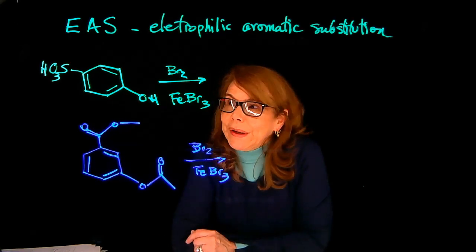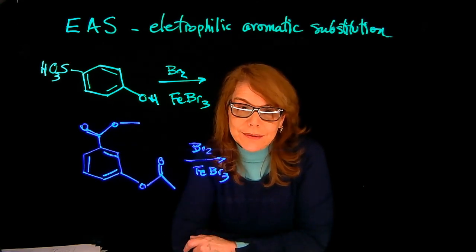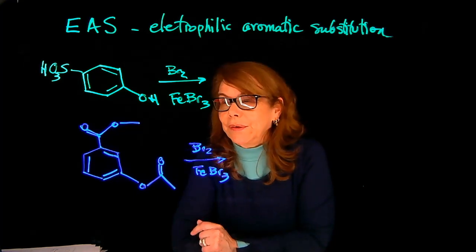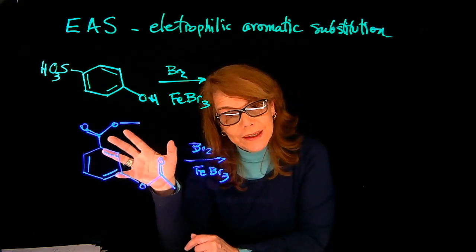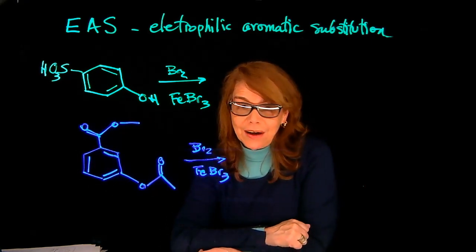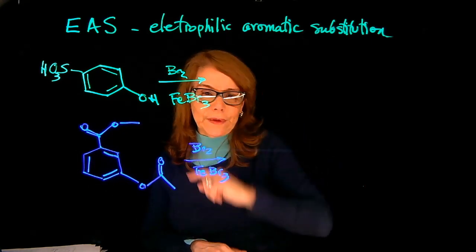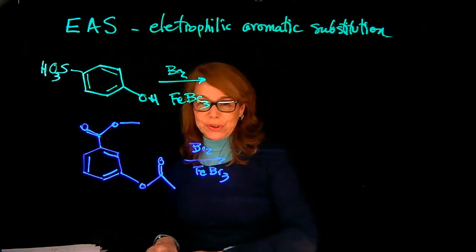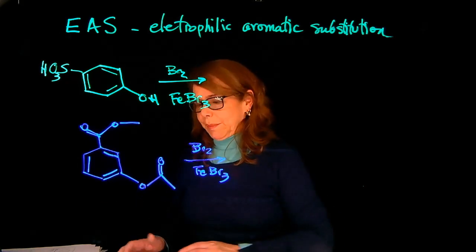In this problem, we are being asked to predict the products. So again, we need to be considering multiple substituents, what type of substituents we have, activating or deactivating, and how they direct an electrophilic aromatic substitution, which is the reaction that you're doing, a bromination.